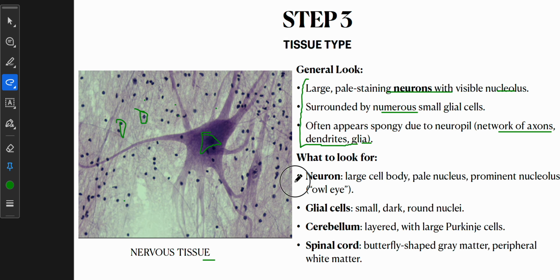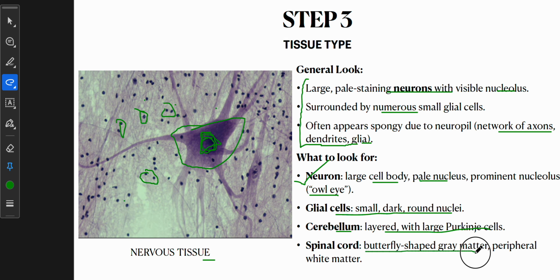And what to look for? We have to look for the neuron, which has a large cell body. This is the cell body. Pale nucleus, prominent nucleolus, which is bull's-eye. Here, this is a little bit dark. Glial cells have small dark round nuclei. You can see these all are glial cells. Glial cells are supporting cells for the neural system. In the cerebellum, it is layered with large Purkinje cells. And in the spinal cord, there is butterfly-shaped gray matter with peripheral white matter seen. That is how we see nervous tissue.